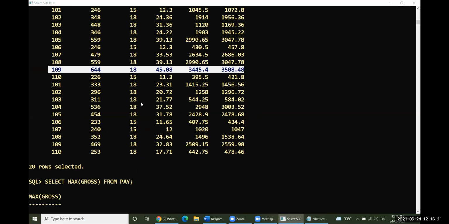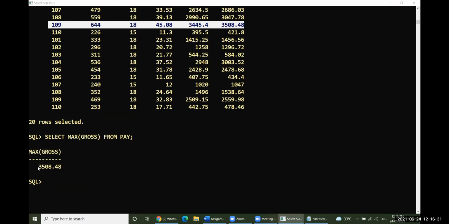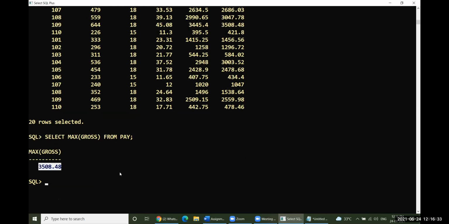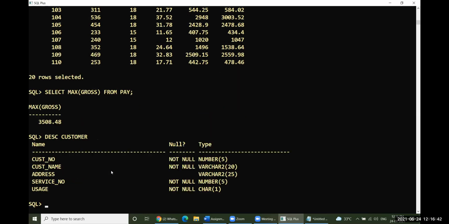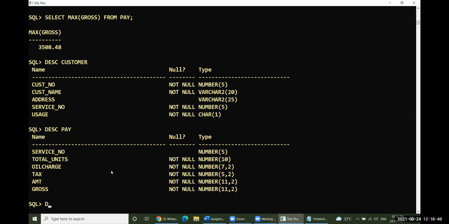Now you need to understand how customers' details will be acquired from this particular value. How could you get the customers' details from this value? If you go through in detail, describe customer, these are the customers. Describe PAY, so this is pay. Describe bill, this is bill.